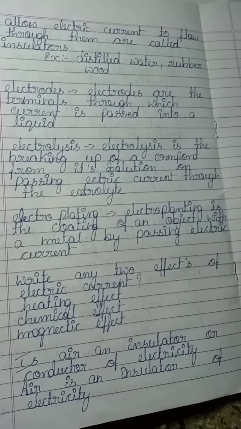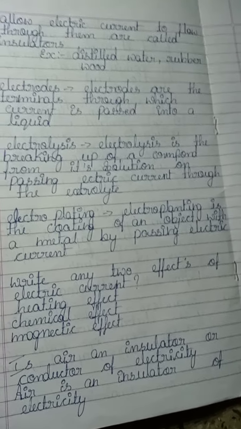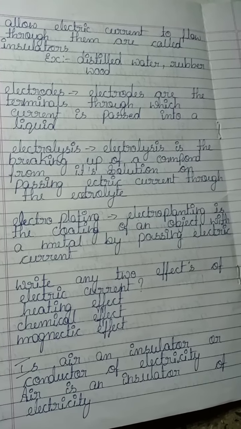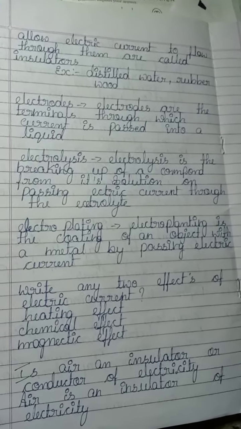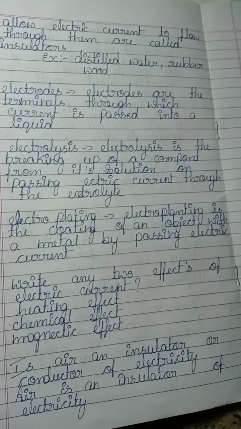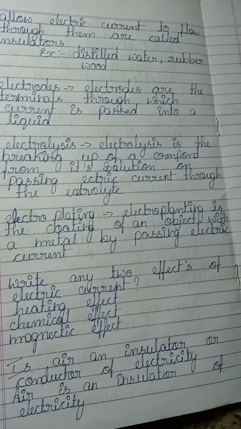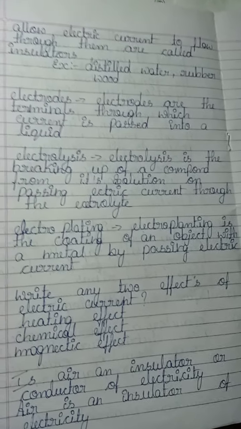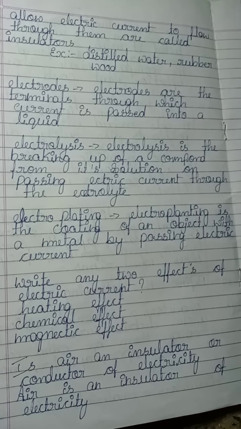So cathode means the negative ion, anode means positive ions. We are going to break them. For example, in copper sulfate solution, sulfate and copper we are separating, right? The positive one is copper, sulfate is the negative one. That is what we are separating by passing electric current through it.